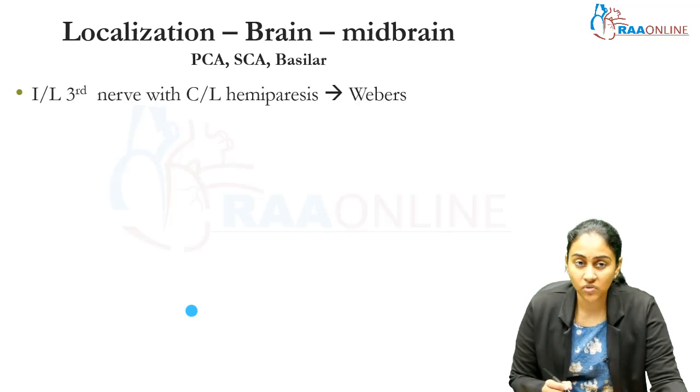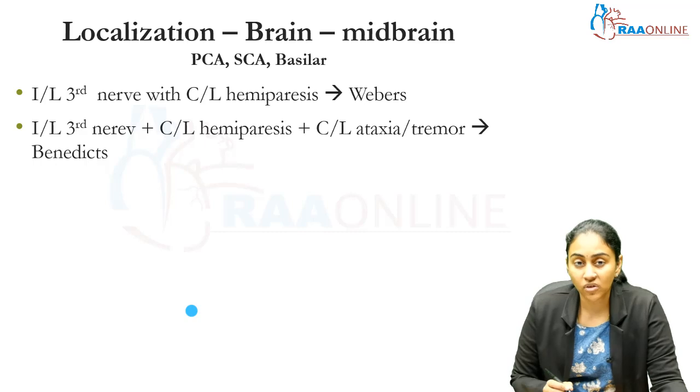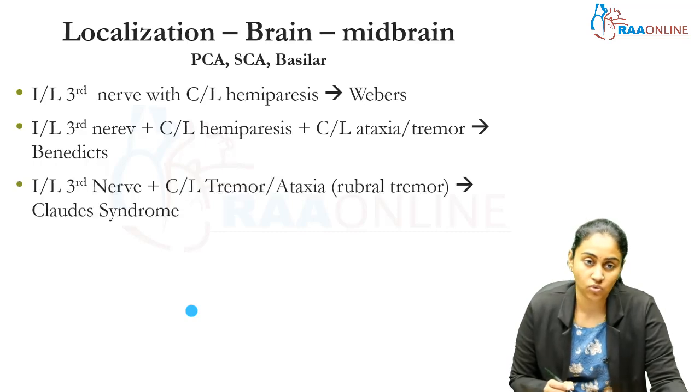Whenever you have ipsilateral third nerve palsy with contralateral hemiparesis, this is Weber syndrome. When you have ipsilateral third nerve palsy with contralateral hemiparesis and contralateral ataxia and tremor, this is Benedict syndrome.